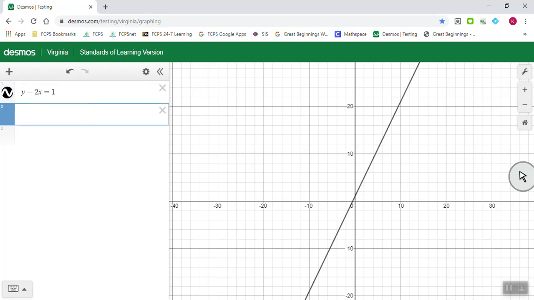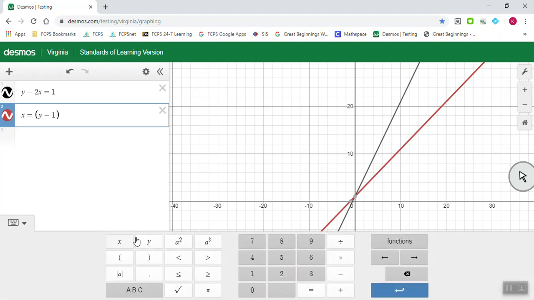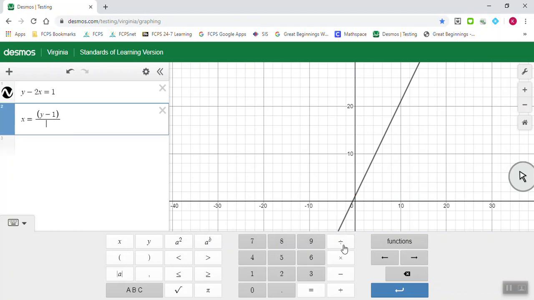And then the second one, we have x equals, now I need the entire top of this next part to be on my fraction. So I'm going to do parentheses, y minus 1. And then if I hit my little keypad down here, I can hit the division sign, and that will give me a fraction. Or if you hit your question mark button on your computer, that will also give me a fraction. And we're dividing it by 2.